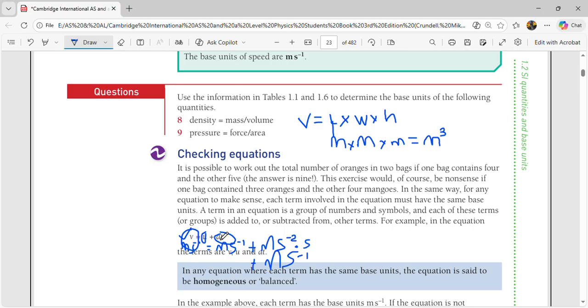So we say in any equation where each term has the same base units, the equation is said to be homogeneous or balanced. So it is also correct, because we know that equation. So that's the application. I beg to stop here.